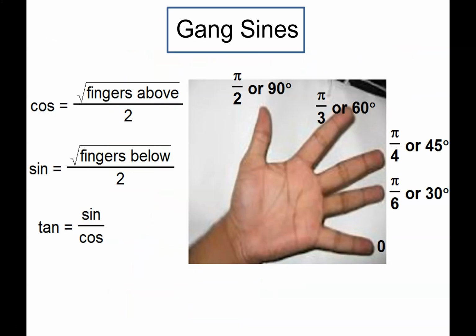Not sure if you're ever familiar with the gang signs, but it's basically a way for you to do the trig functions on your hands. It's kind of a neat little trick. If you did not have me for pre-cal, I'll talk about it in class. If not, talk to your teacher about it. They probably know it too.